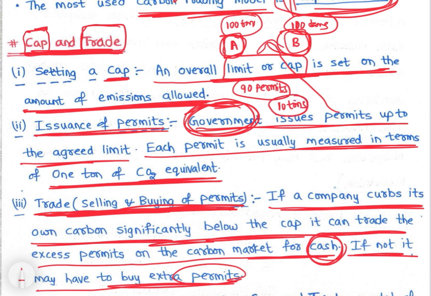Say company B, on the other hand, is releasing 110 tons of CO2. That is 10 more than the limit. So company B can buy these 10 permits from company A by giving company A the cash. So that is cap and trade. You can trade your excess or shortfall. That is cap and trade.